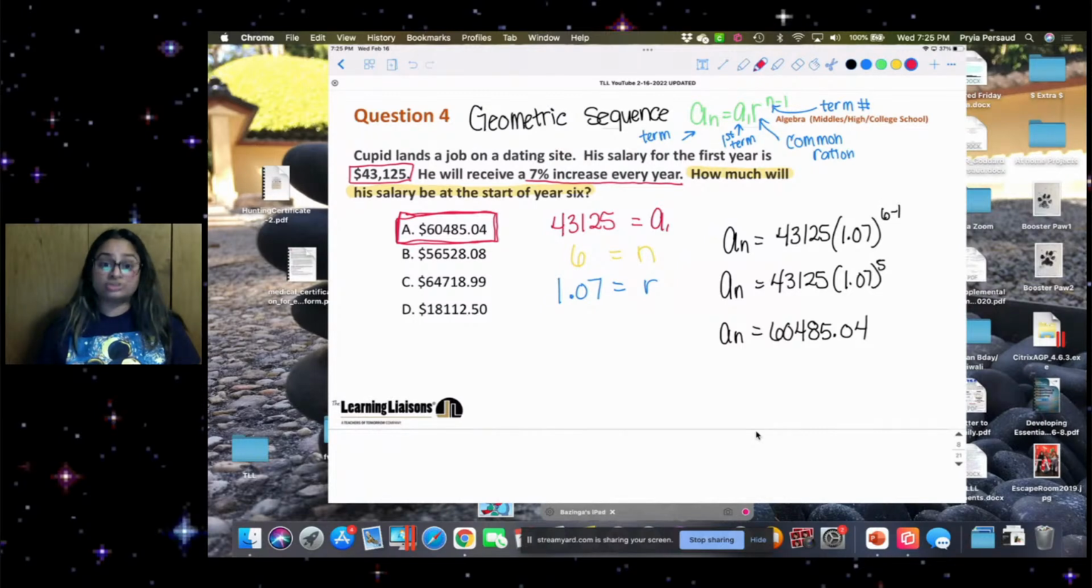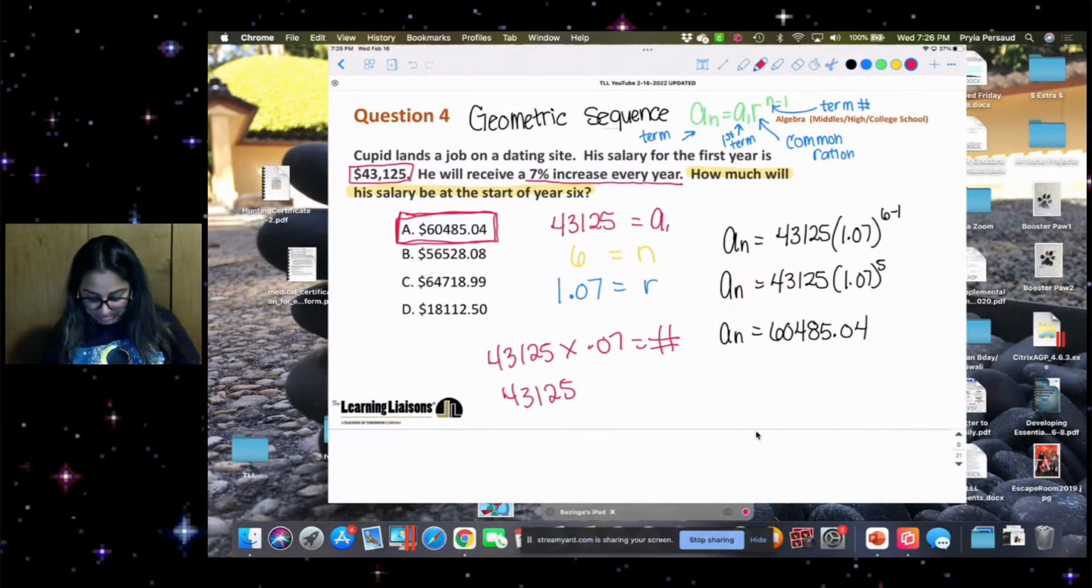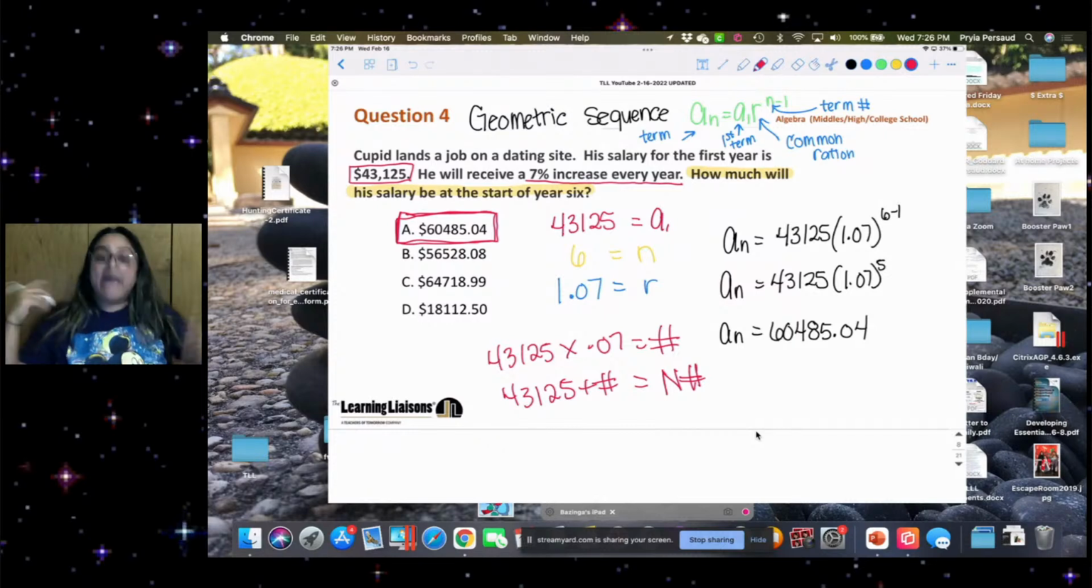If you didn't know to use the geometric sequence, a longer process would have been to take 7% of every year's salary and add it back to the salary from the year before and keep moving forward. So I would have taken 7% of 43,125. I would have gotten a number. I would have taken that number and added it to my salary and gotten a new number, and I would have started the process again based on my new number. And you would have done that 6 times.